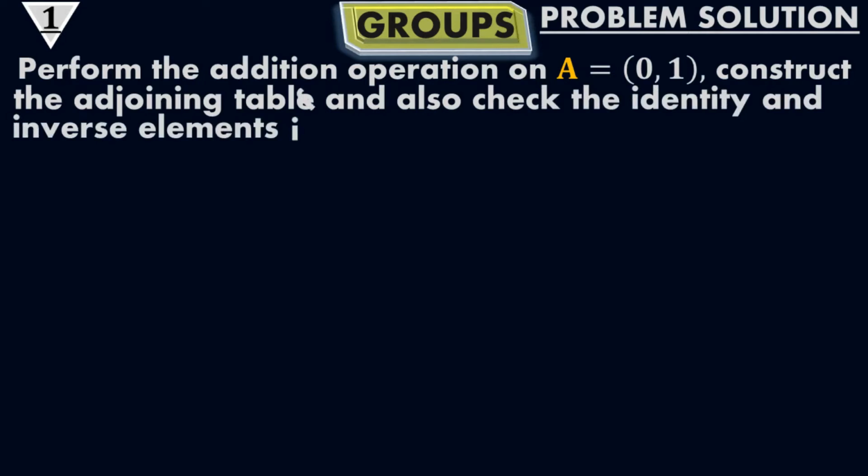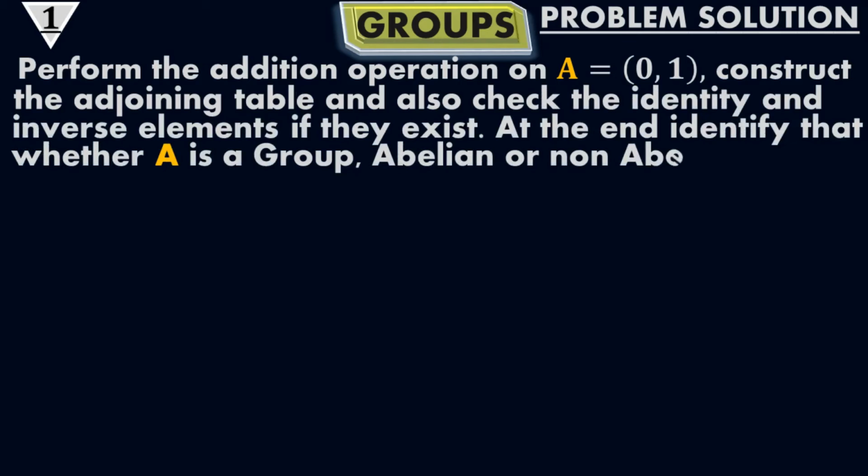Problem solution. Now we are going to solve some problems related to the groups. Problem number 1. Perform the addition operation on A equals to {0, 1}. Construct the adjoining table and also check the identity and inverse elements if they exist. At the end, identify whether A is a group, abelian, or non-abelian.